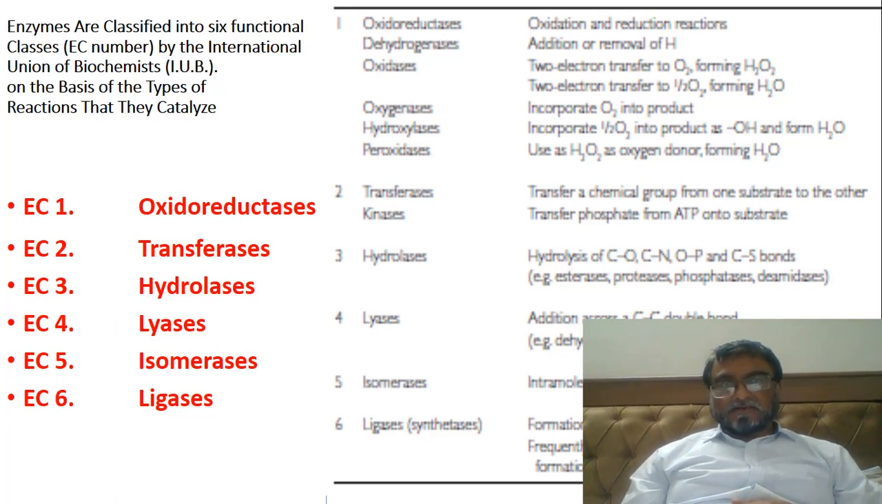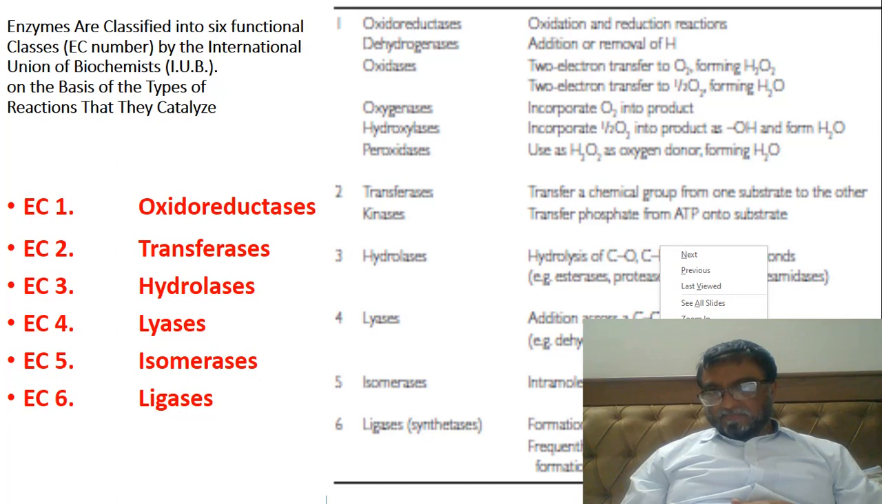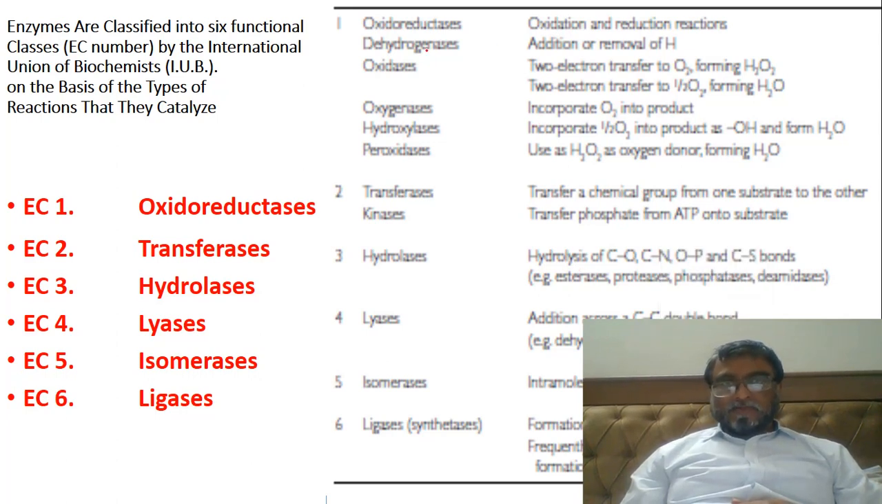Dehydrogenases are enzymes that are associated with the addition or removal of hydrogen. Oxidases accept two-electron transfer. Oxygenase is important, as it incorporates oxygen into the product.